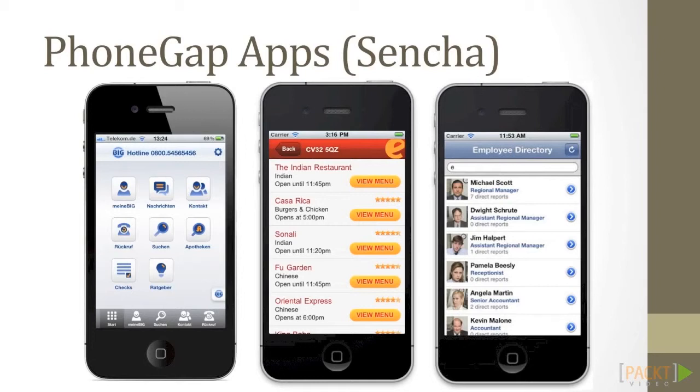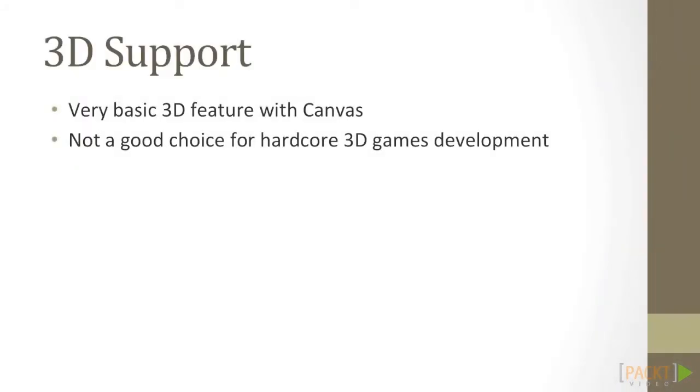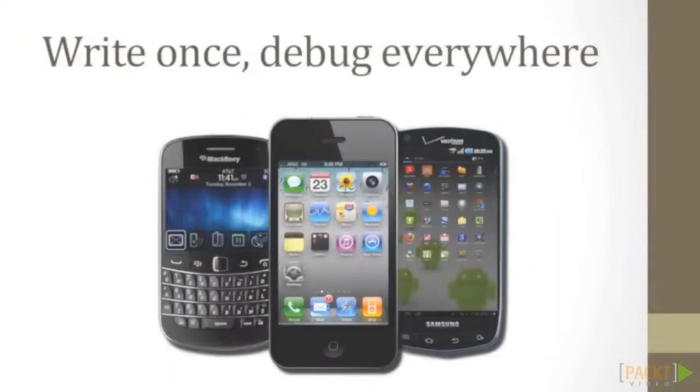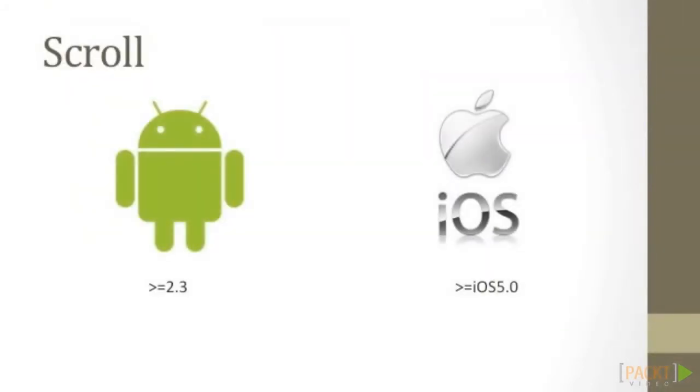Aside from the UI, PhoneGap currently says no to hardcore 3D applications. If you want to develop a 3D game, PhoneGap is not a good choice. This results in some amount of debugging work on specific devices after development. For example, CSS scrolling is only supported after 2.3 for Android and 5.0 for iOS. This video course will cover most of the gaps for your development.